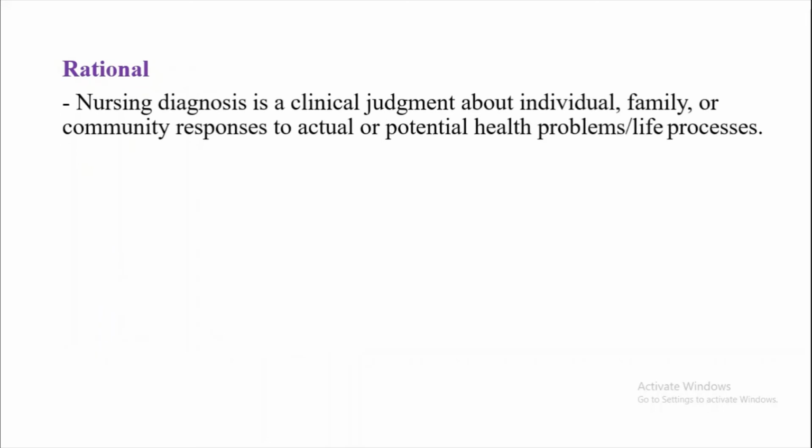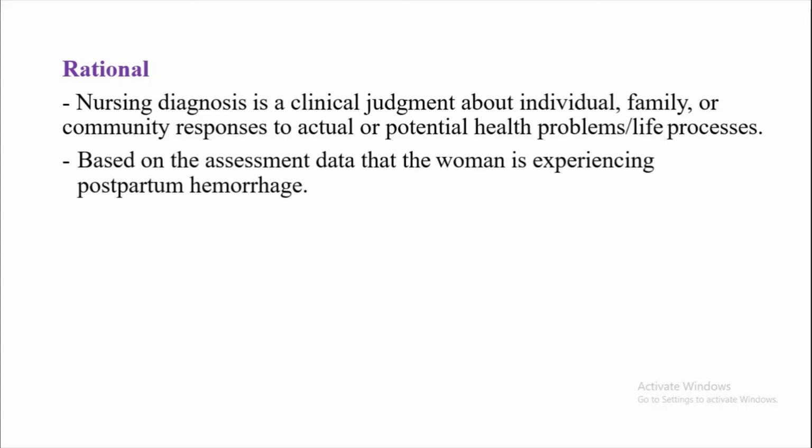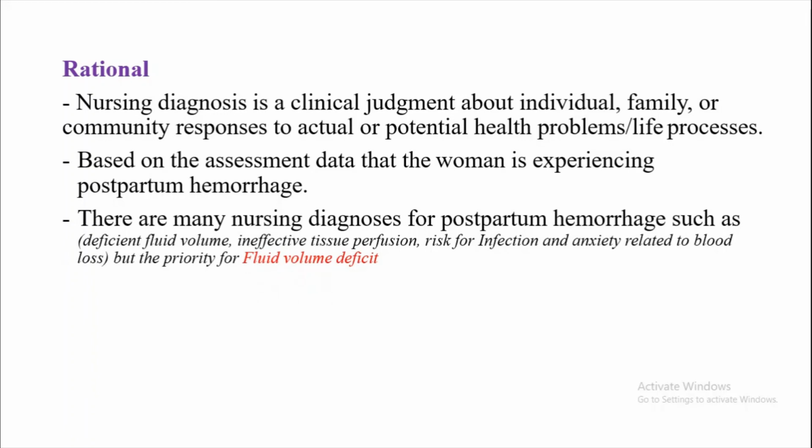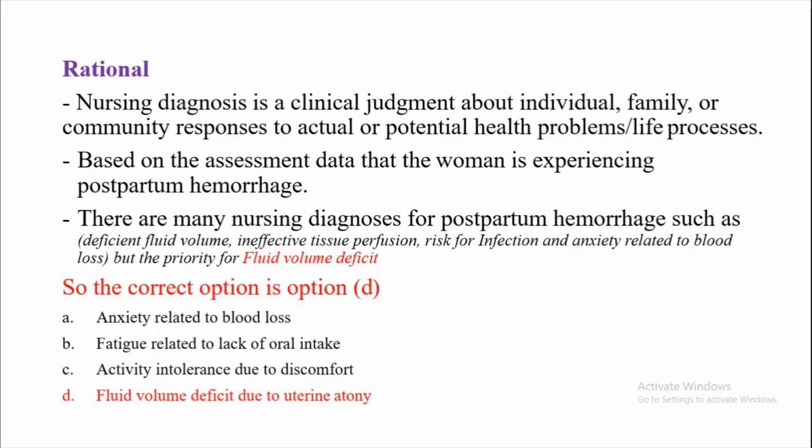Nursing diagnosis is a clinical judgment about an individual, family, or community response to an actual or potential health problem or life process, based on the assessment data that the woman is experiencing postpartum hemorrhage. There are many nursing diagnoses for postpartum hemorrhage, such as deficient fluid volume, ineffective tissue perfusion, risk for infection, and anxiety related to blood loss. But the priority is fluid volume deficit. So the correct option is option number D, fluid volume deficit due to uterine atony.